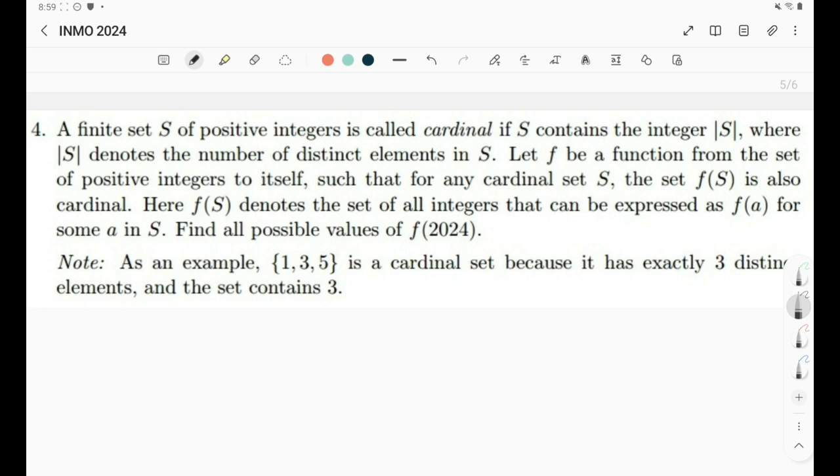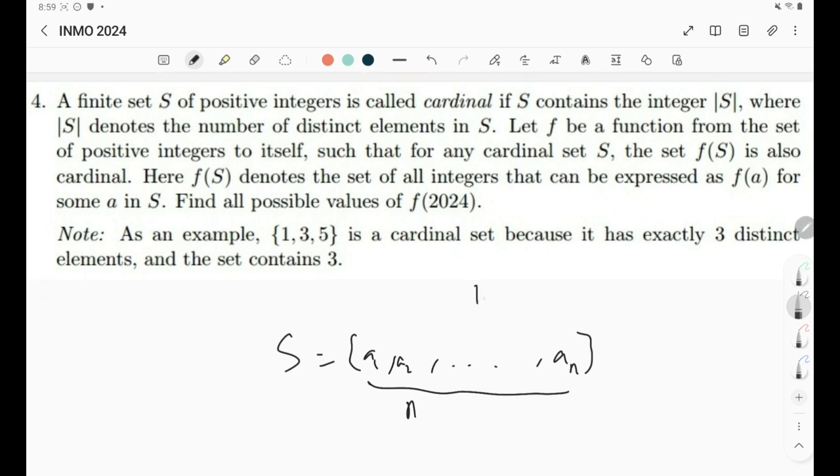So they're just saying here that if we have some set, and this set, let's say it has a1, a2 till an, then if the number n is here, then we say S is cardinal. Of course, as you know, when we're dealing with sets, we don't allow repeating elements. So if you write 1, 1, 1, for example, when you make a set, automatically you delete these and just keep a single one. So keep that in mind.